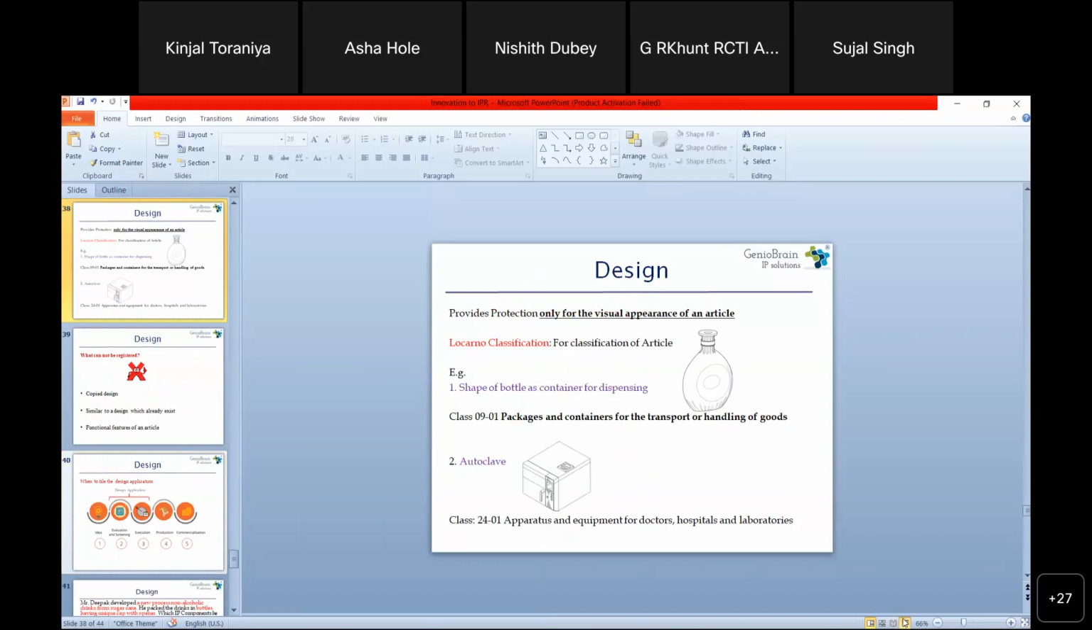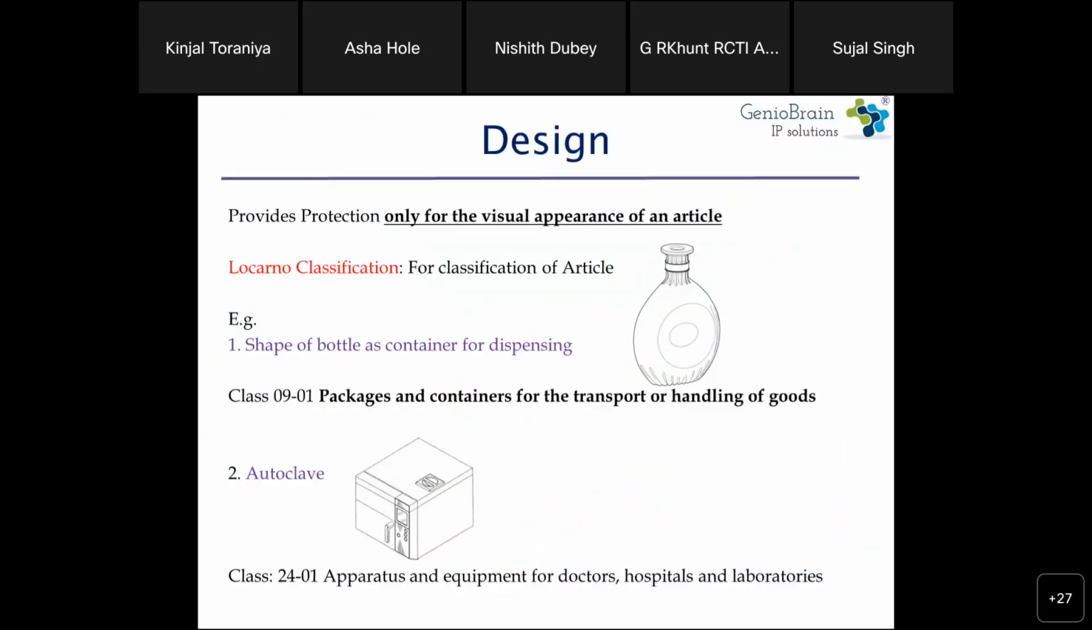Here again, I think you might be interested in this example. I have given one example. Let's say this is a perfume bottle. The shape of this bottle is protected through a design, that is class 9.1. If you have come up with a device, for example a new shape of autoclave, that is again protected under class 24.1, that is apparatus and equipment for doctors, hospitals, and laboratories. So this is a practical application of protecting your IPR in the form of a design.